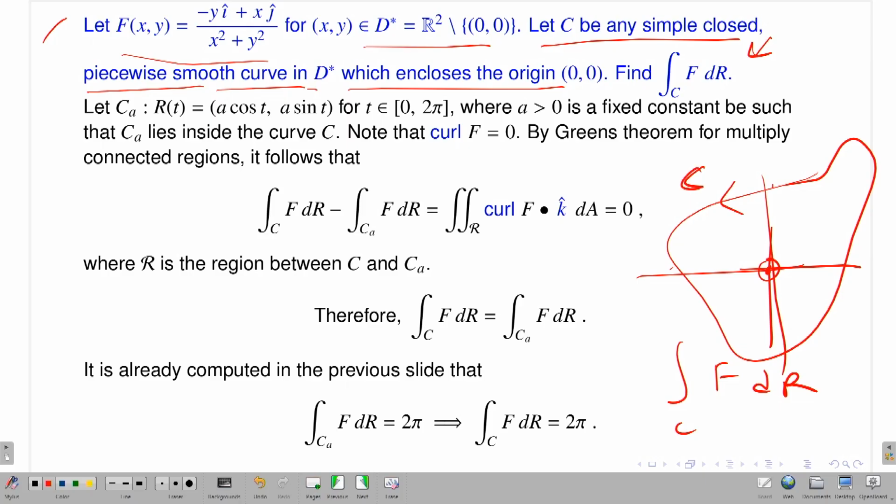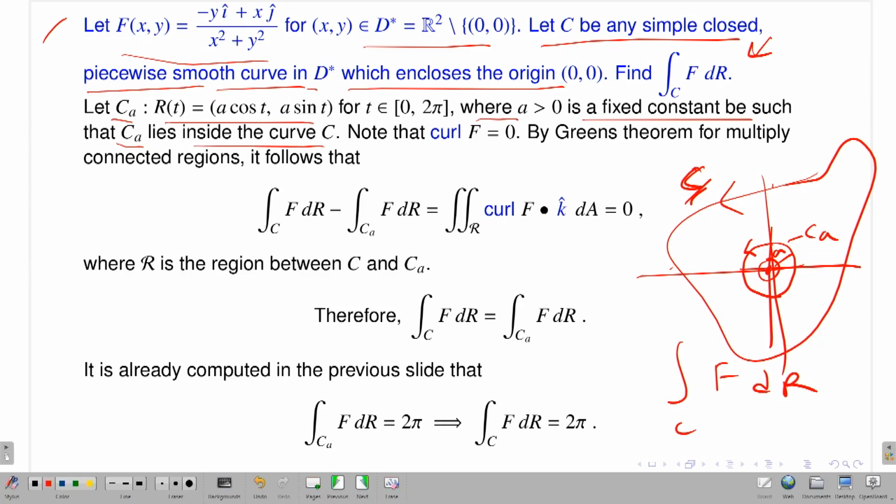So this is my simple closed contour C, positively oriented, and I do not know any parameterization of it. However, I can take a small circle around the origin, with center 0, denoted as CA, with the same anticlockwise orientation as C. I know the parameterization of CA because it is a circle. So that's exactly what I have written: let CA be a circle of radius A centered at the origin, where A is a positive fixed constant, such that CA lies inside the curve.